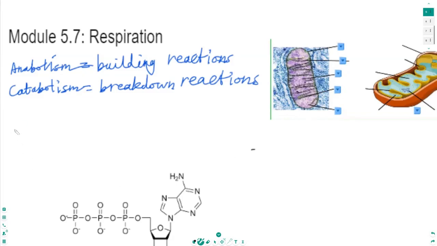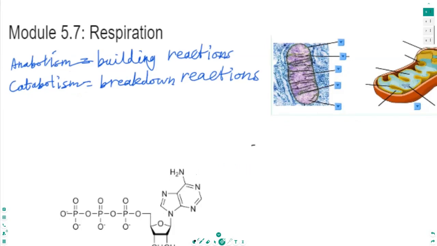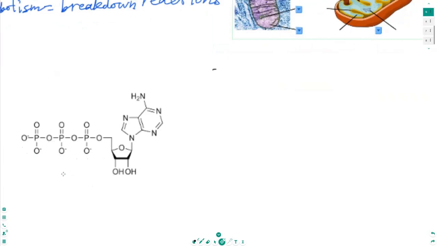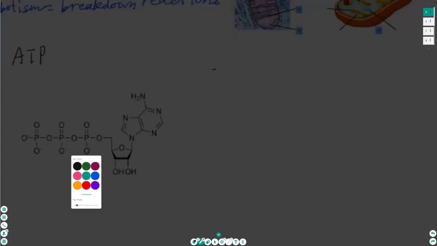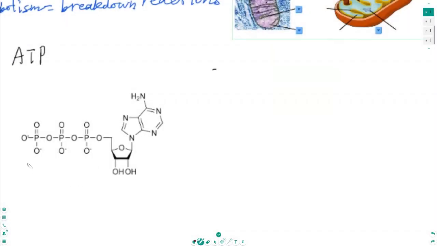All organisms do respiration in order to produce this molecule here, which is known as ATP. We can divide ATP into three different segments. Mainly two different segments, but I'm going to split it into three. So this is our adenine base.